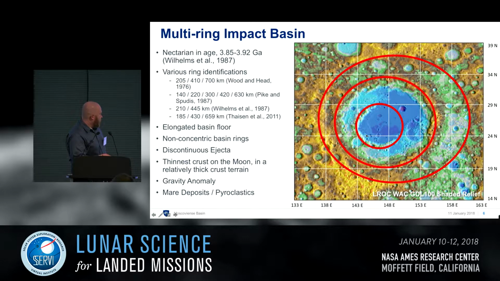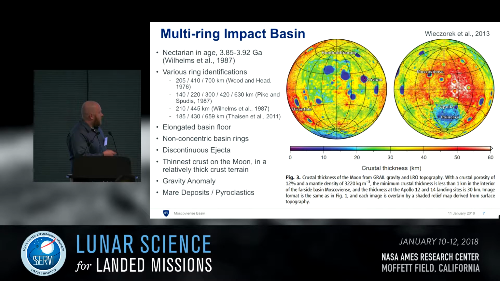It has a gravity anomaly, and of course the Mare deposits, which I mentioned a second ago. And here's the map from Wieczorek that incorporated both the GRAIL data and the LOLA data to map the crustal thickness. Moscoviense is there, and Crisium is there, the two thinnest places.